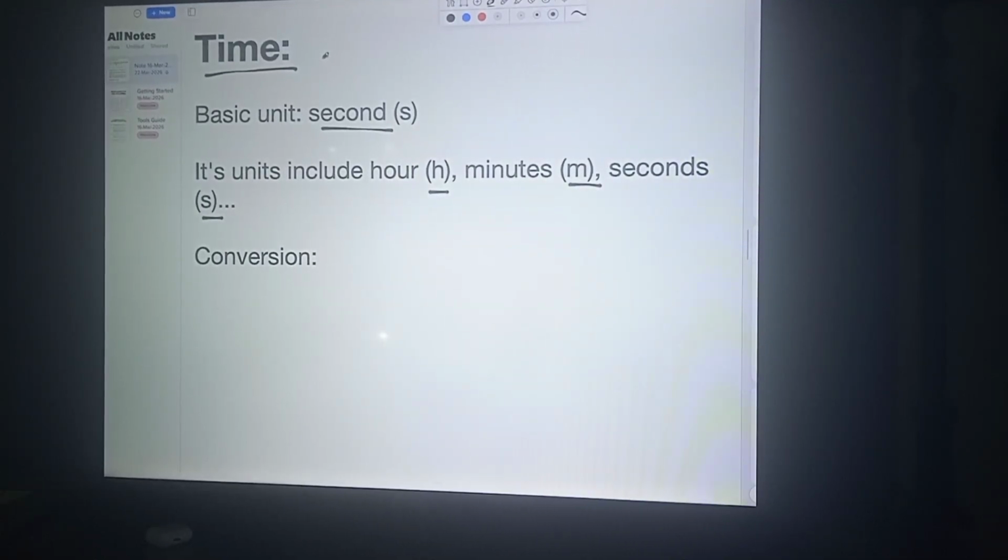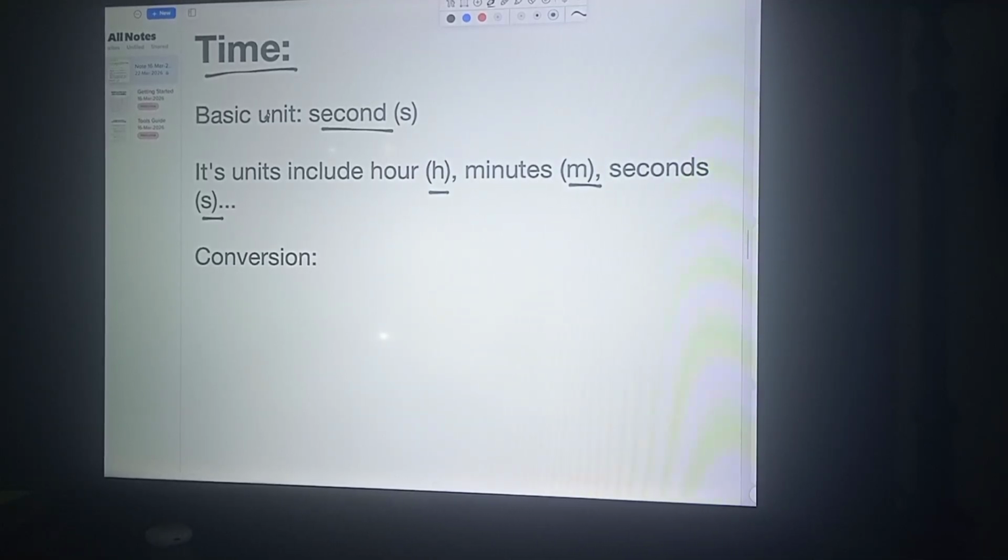Meals, like breakfast time, lunch time, dinner time. Travel, estimating how long it takes to go somewhere. Work or study, tracking time spent on tasks or assignments. Appointments, like doctors' meetings or online classes require time, and so on.